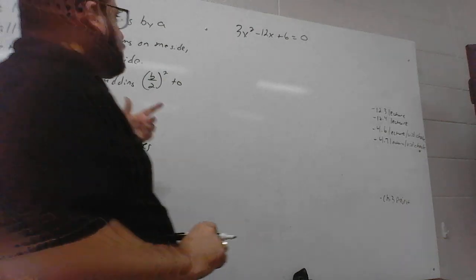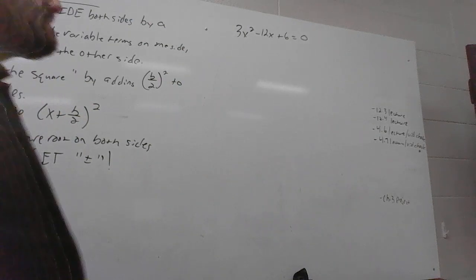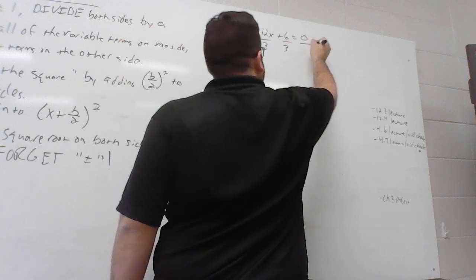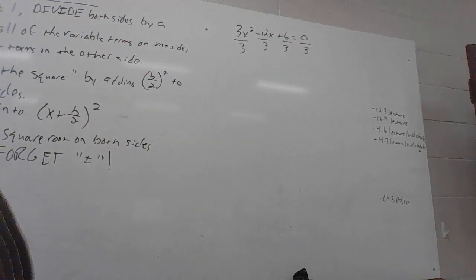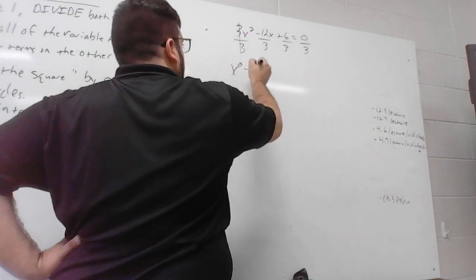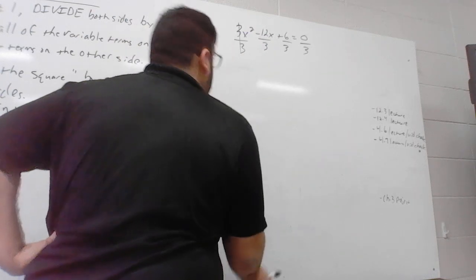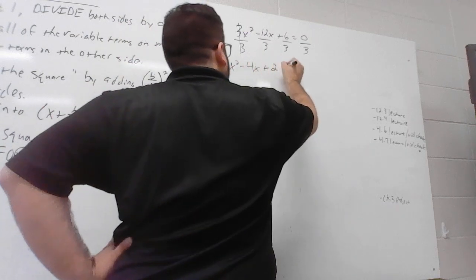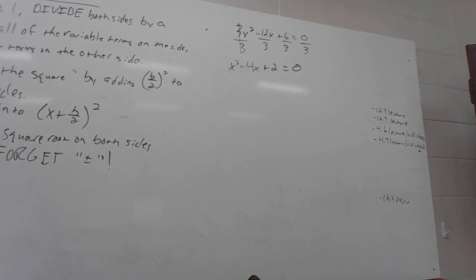All right, so first things first, my a is not 1. So I have to divide everything on both sides by 3, even this, to make sure that my a is 1. Okay, so that cancels, x squared minus 4x plus 2 equals 0. 0 divided by 3 is 0. Okay. Next, so step 1's done.